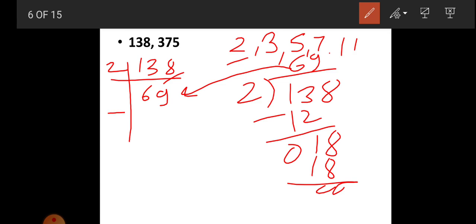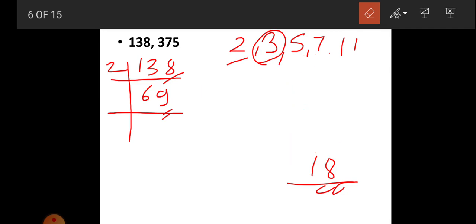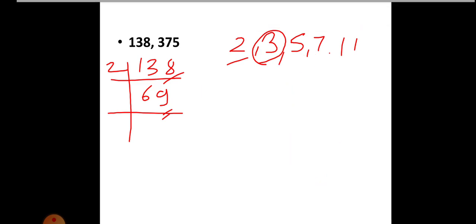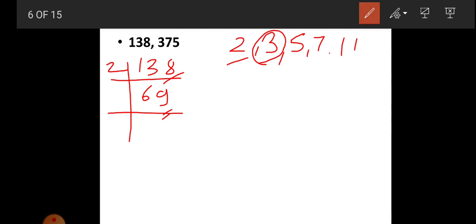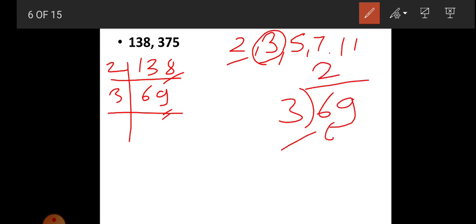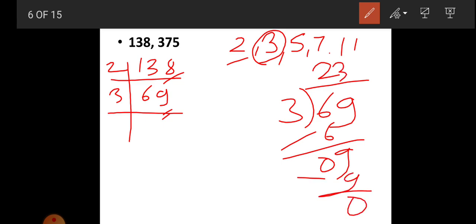Now next number. Now 69. Here last digit is 9. So 69 is not divisible by 2. Now next prime number 3. So 3 twos are 6 and 3 threes are 9.